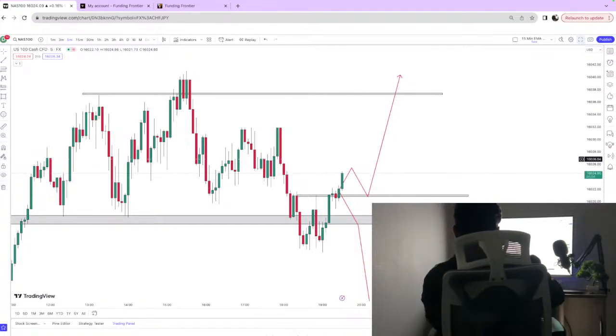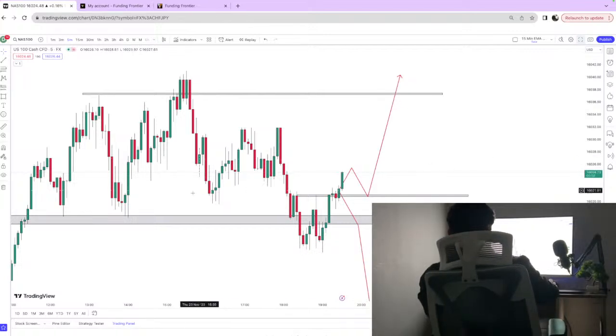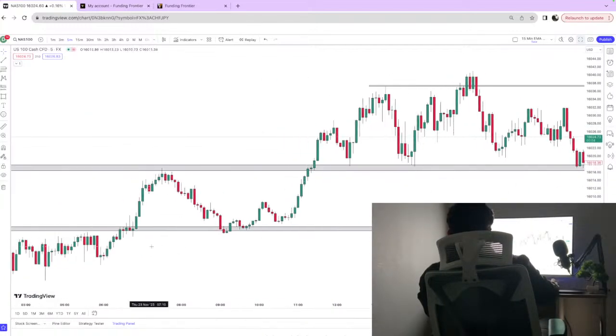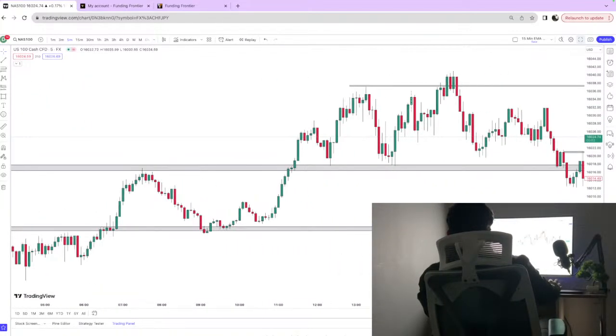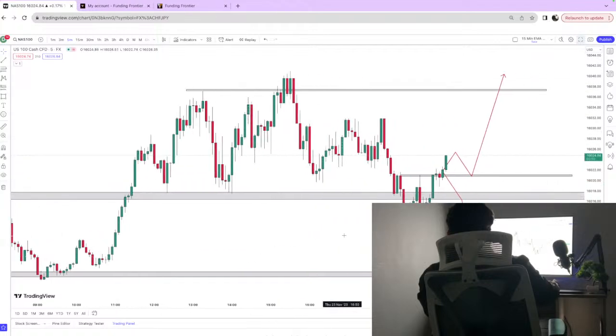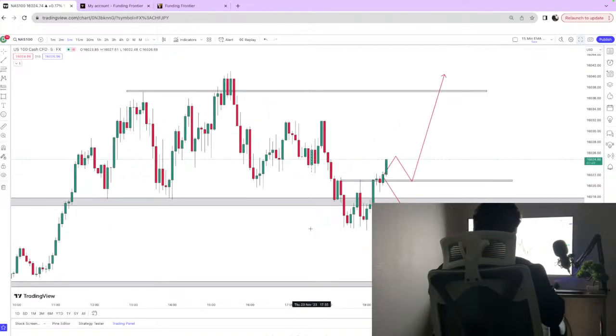So yesterday I asked a question. I made a candle and asked you what is that. So that was the pin bar. The name of that candle is pin bar and it indicates a very high buying pressure. That means the buyers are very strong. It indicates that.